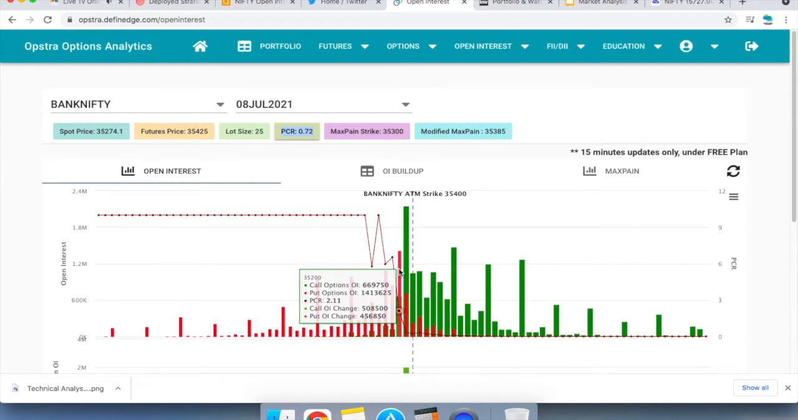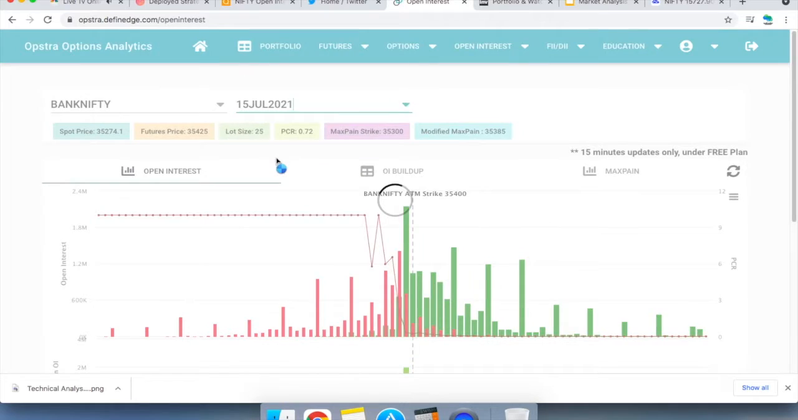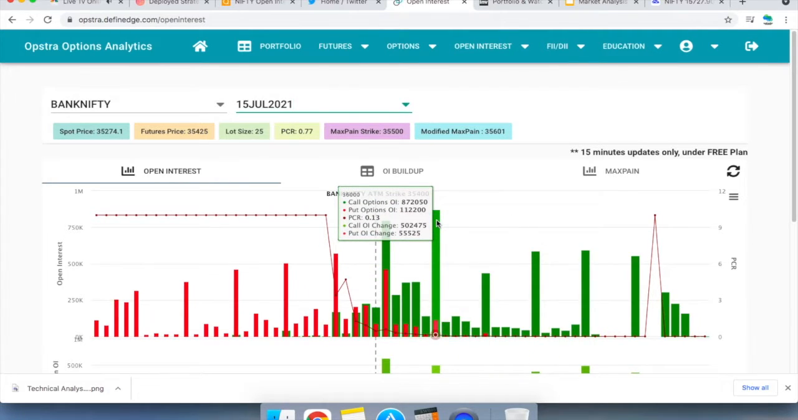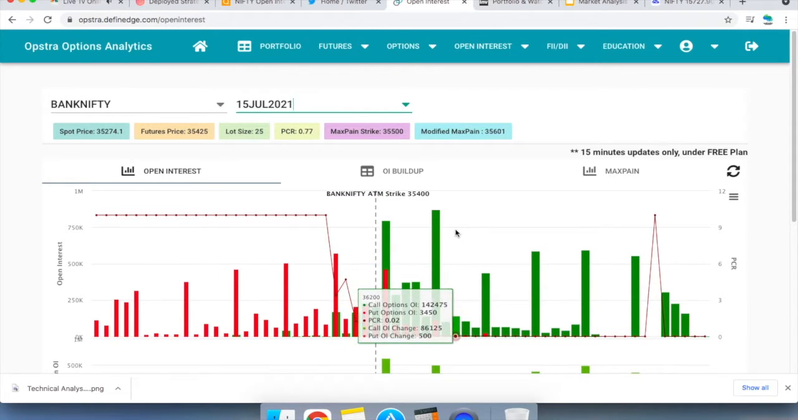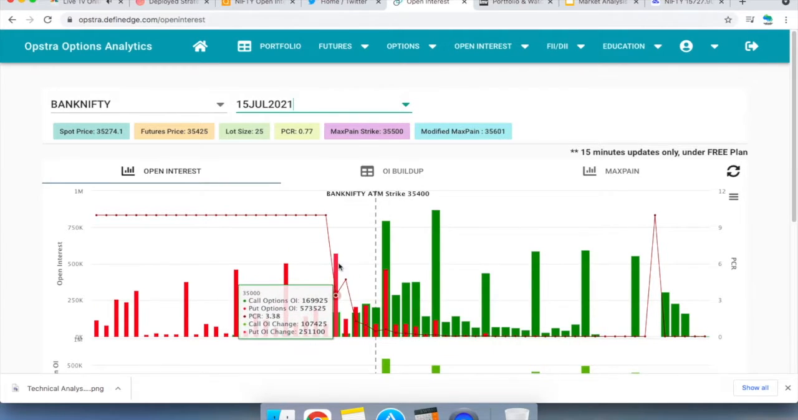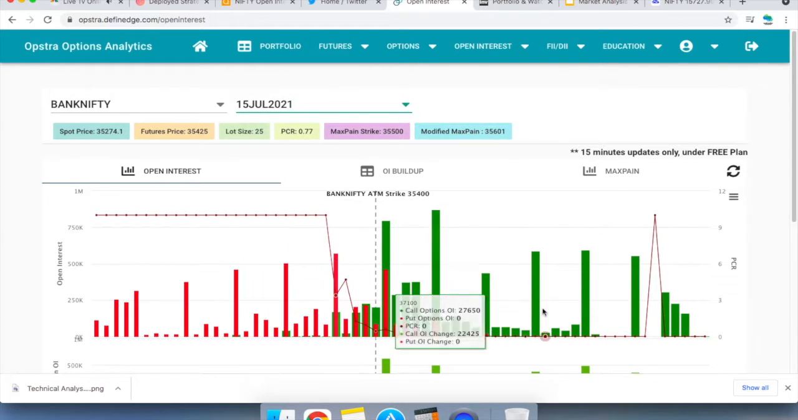So support is at 35,200, with small, no, that was 8th June, sorry. So for Bank Nifty, you can see that 36,000 is the contract with the highest call writing, and below that you have 35,500. Right now the market is at 35,400 levels, and you can see that the put writing at 35,000 is very low, right? Not much. So forward bearishness can be seen. Today's bearishness is visible.